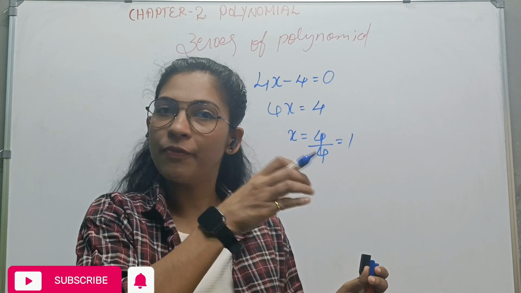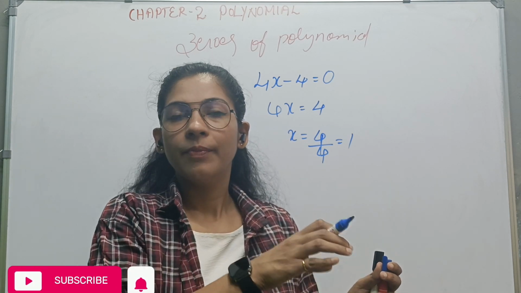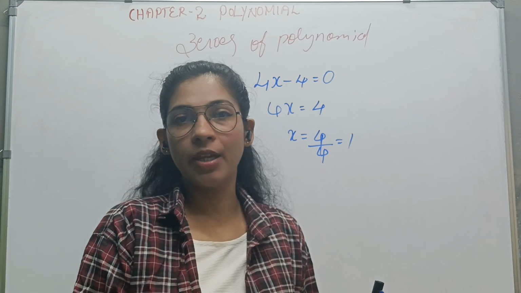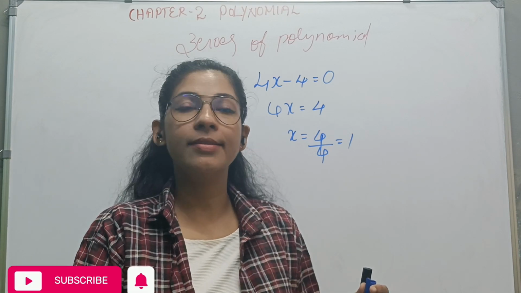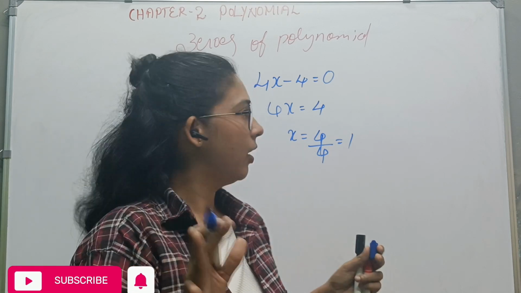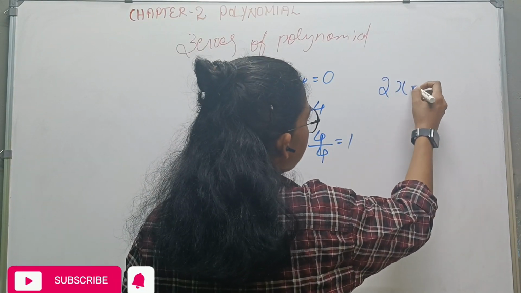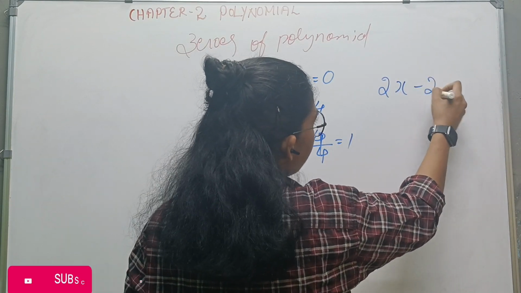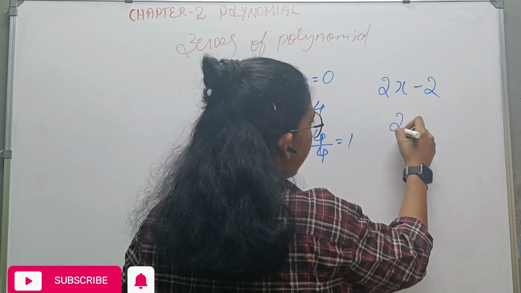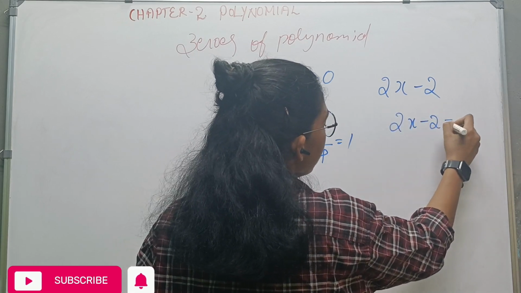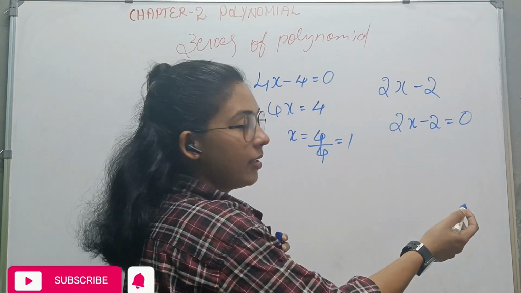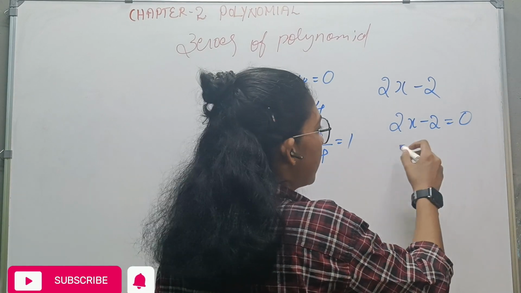If we substitute a value for the variable, then the polynomial becomes 0, and that value should be considered as the zero of the polynomial. For example, 2x minus 2. In this case, 2x minus 2 is equal to 0. We equate this polynomial with 0.